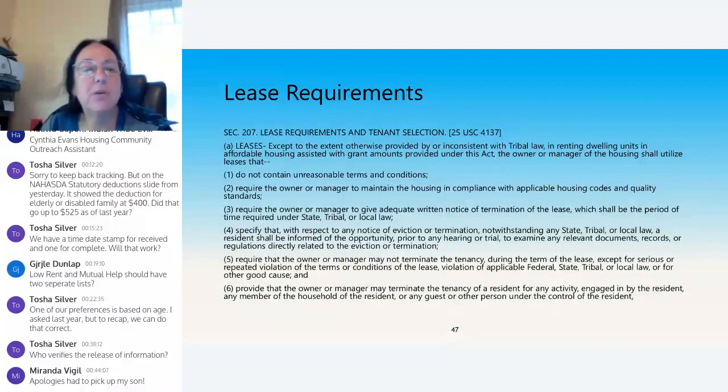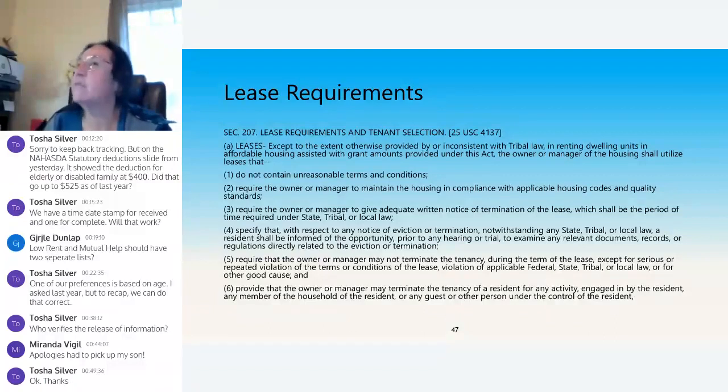NAHASDA statutory deductions. It showed the deduction for an elderly or disabled family at $400. Did that go up to $525 last year? Tasha, that depends on if you changed your A&O policy and if you're using the Section 8 definition. That's what I was talking about for the tribes having until December to get into compliance and to redo their A&O policy. If they're using Section 8 or using the definition that you're going to use all three. Okay.